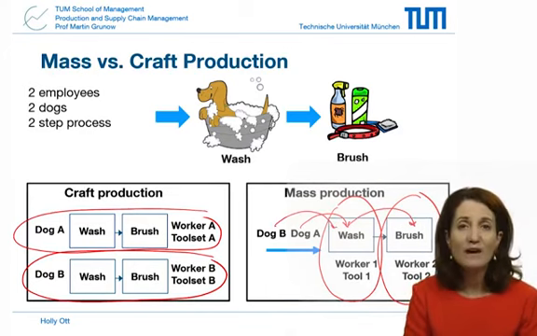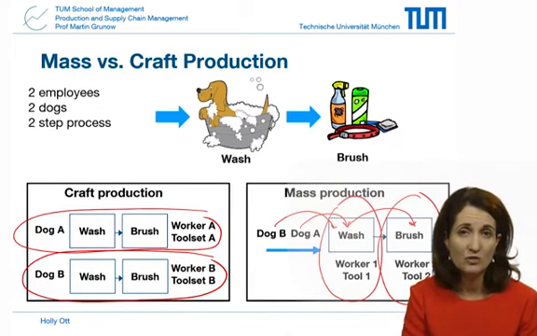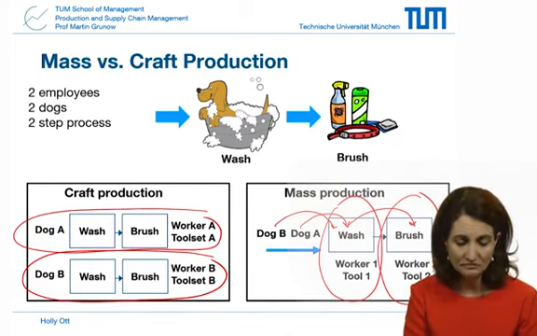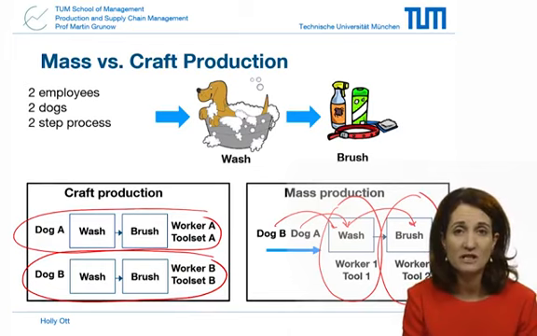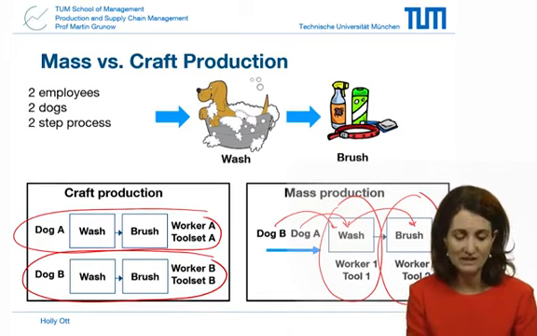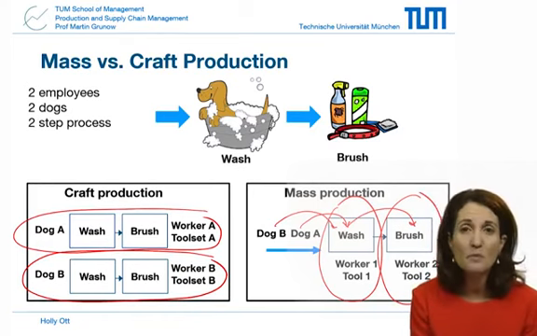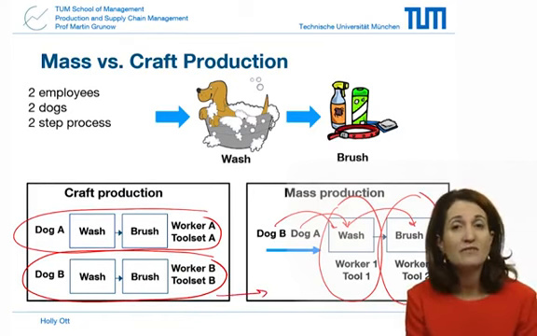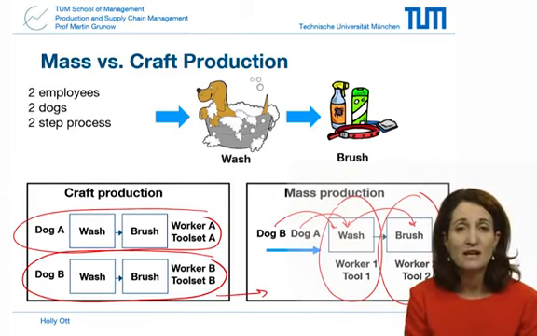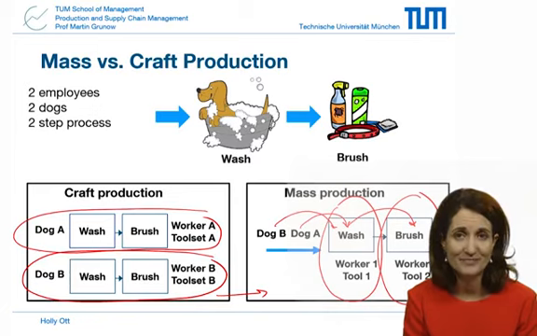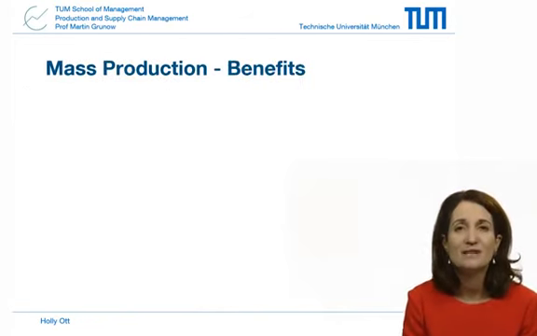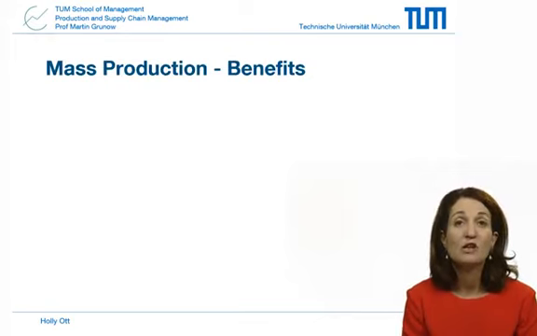Now, of course, we have advantages and disadvantages to both craft production and mass production. If you have specialized resources for each activity, and if you have enough business, which is in this case dogs, then you can move from craft production to mass production when there's enough canine customers to create a full-time job for a worker specializing in just one activity. Let's go through this a little more closely.